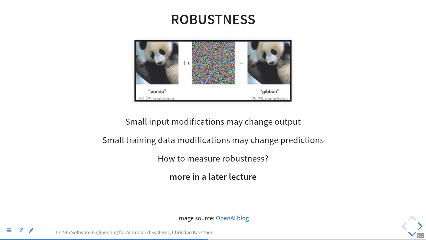Any idea how we could measure this? And again, we're probably spending a whole lecture on this. A whole zoo of different techniques. Daniel, you want to say something? Yeah, I was just going to say, couldn't you do exactly what you were saying, make small modifications and see what the difference in prediction is?